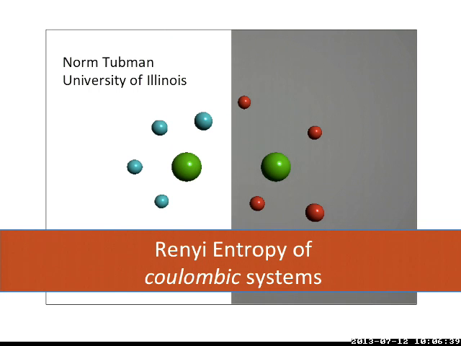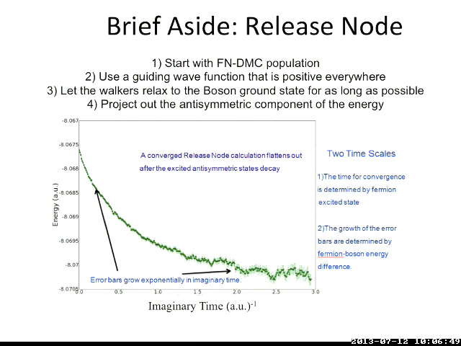I will be telling you a little bit about Renyi Entropy of Coulombic systems, work that I did with Jeremy McMinnis and Brian Schwingle. But first, I thought it would be a shame if I didn't say a little bit about some release node calculations I've done previously, given all the sign problems that other people have been talking about this week. This is going to be for systems with fixed ions, and we're going to do release node on the electrons.